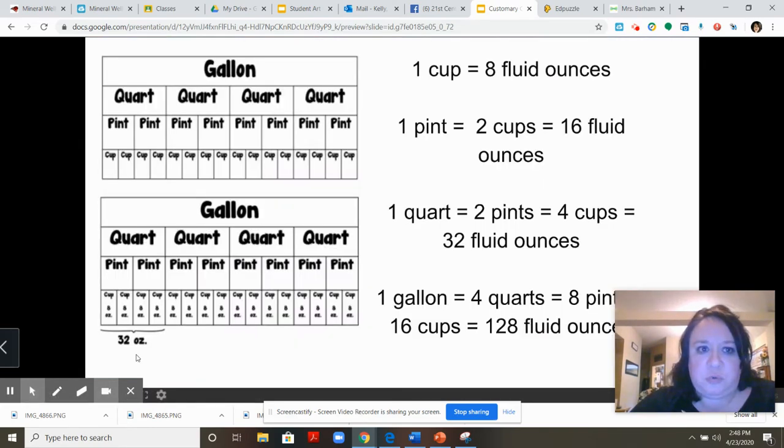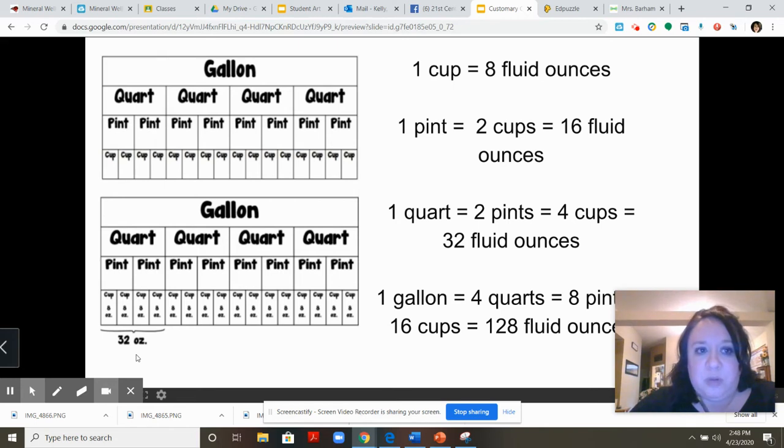So here's a visual of what I'm talking about. We have gallon, who's the biggest unit. It is split up into 4 quarts of equal size. And then we split each one of those quarts up into pints. So you'll see here that a gallon contains 2, 4, 6, 8 pints. And then each one of those pints is split up into 2 cups.